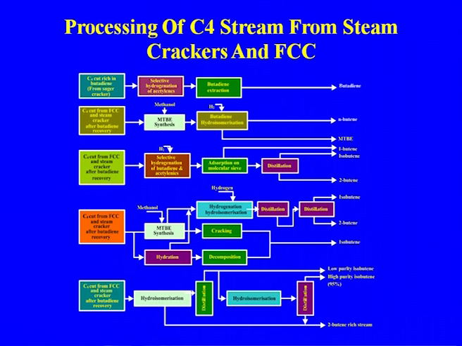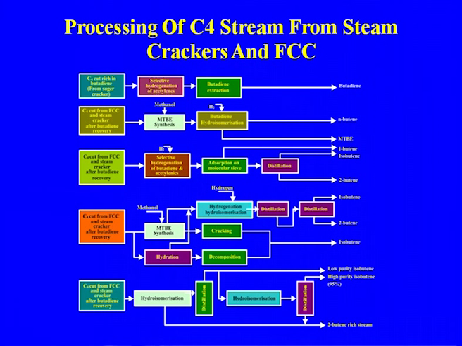Then the stream from here can be combined with the C4 cut from the FCC, and then it will go to the MTBE, and from the MTBE, either by cracking we can get the isobutene, or it will go to the hydrodeacetylation process. So let us discuss in detail about this stream.